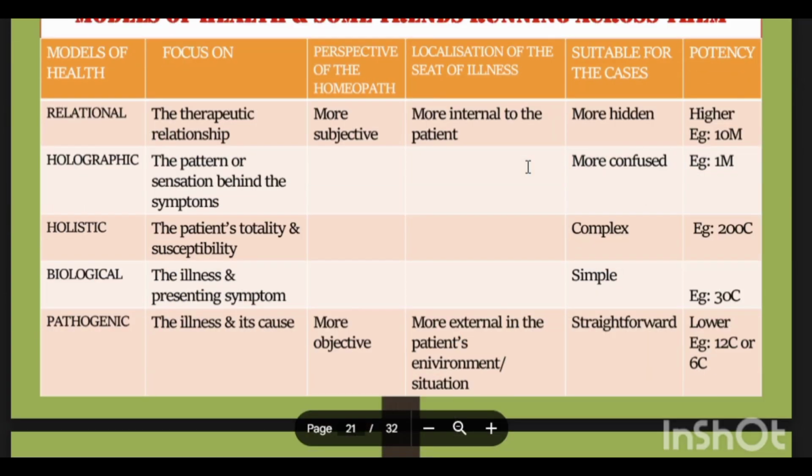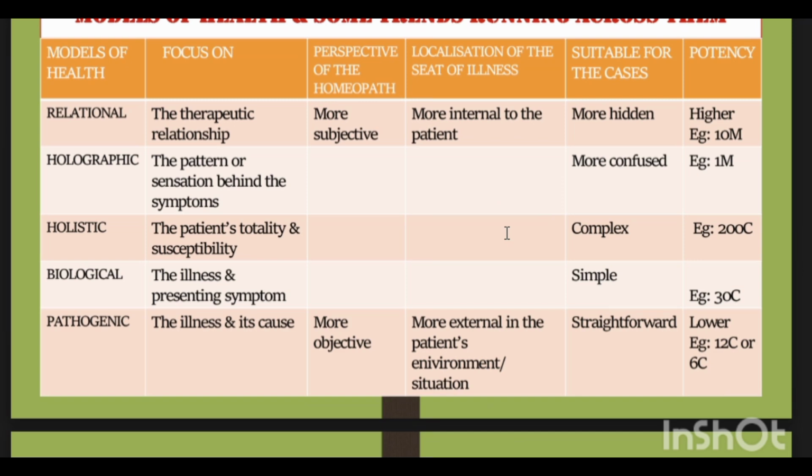The relational and holographic models are more subjective, based on feelings and ideas. They deal with deeper hidden problems. They often use very high potencies, 1M or 10M, for confused or complex cases. The holistic model is in the middle.